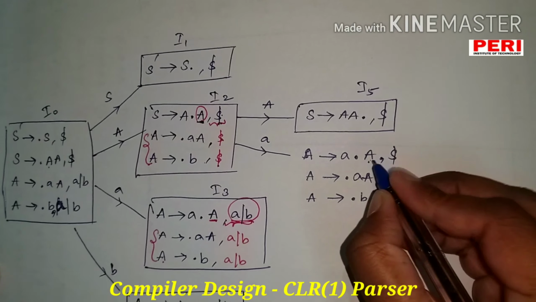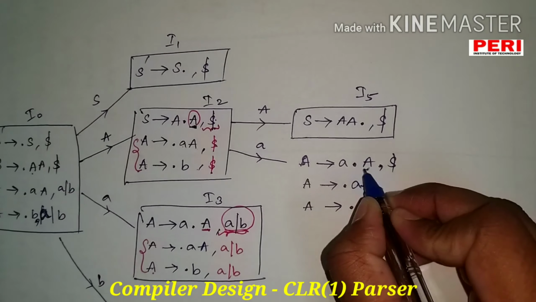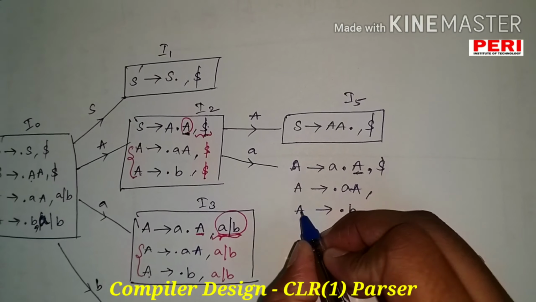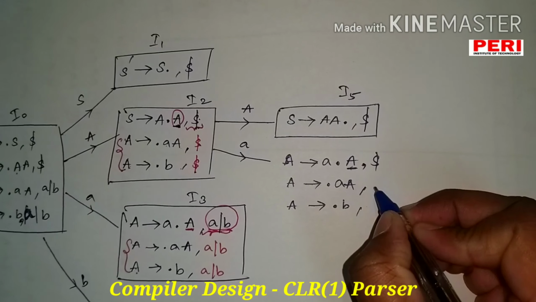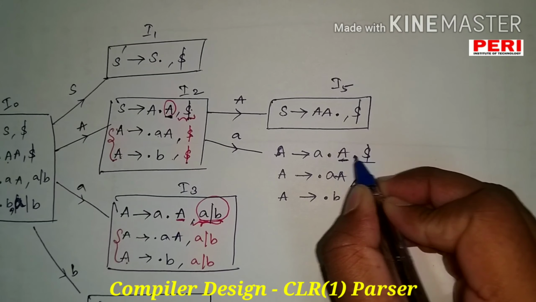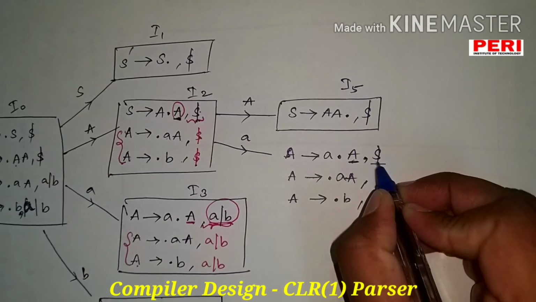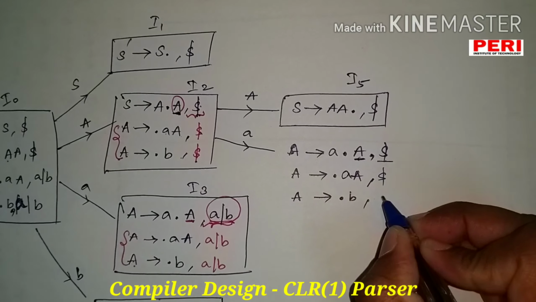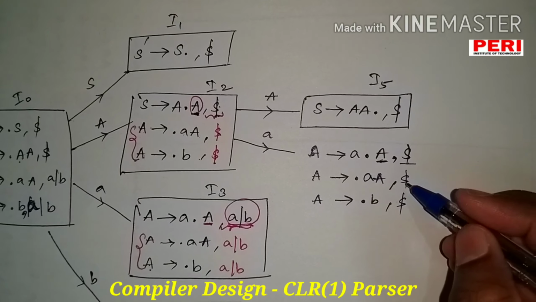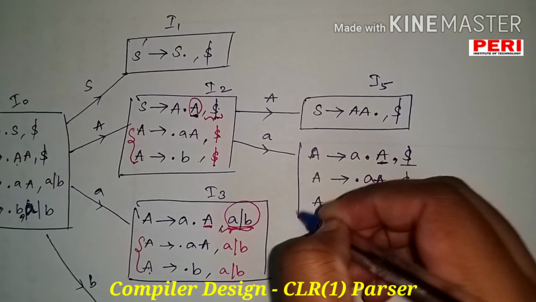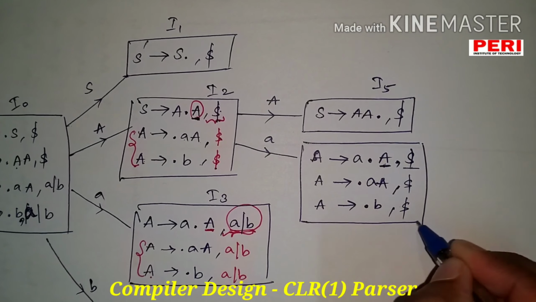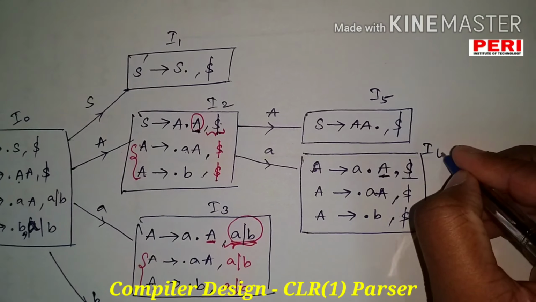And at this point, since this A is following the dot symbol, I will be adding the productions here. And what about the look ahead here? The look ahead is the follow of this capital A. The dollar is following this capital A, therefore dollar will be the look ahead for these two A's productions. And this state is going to be named as I6.